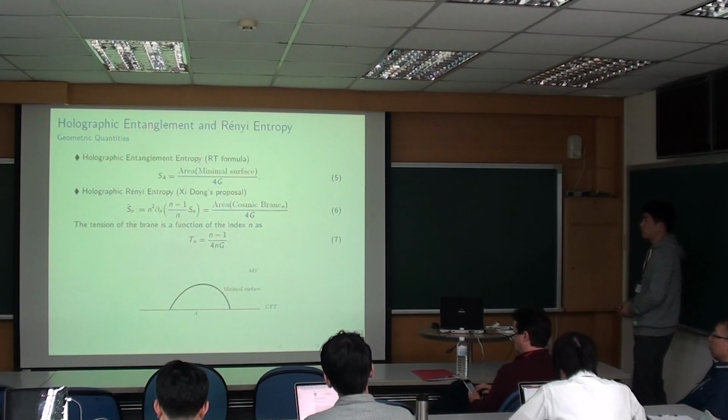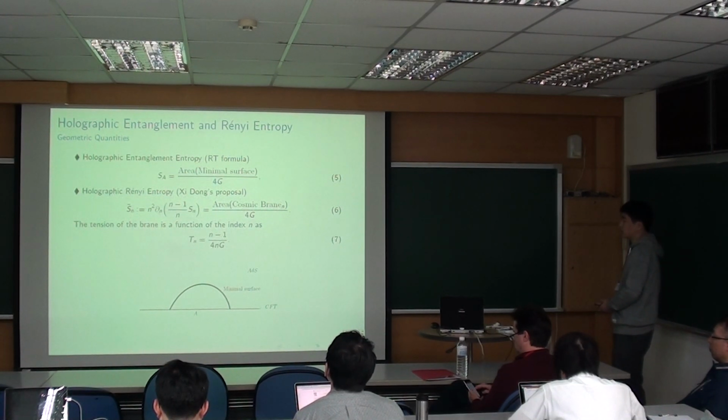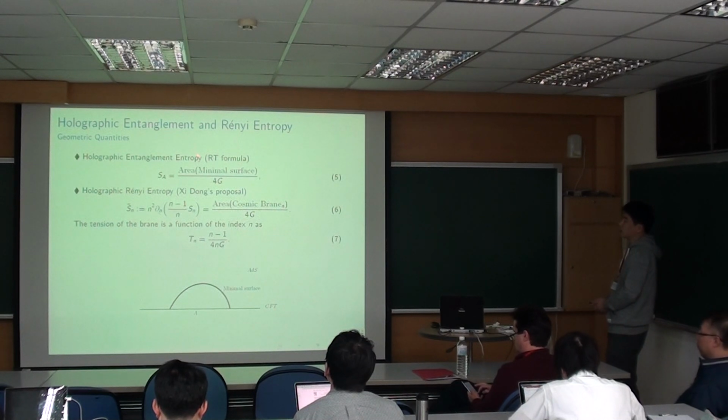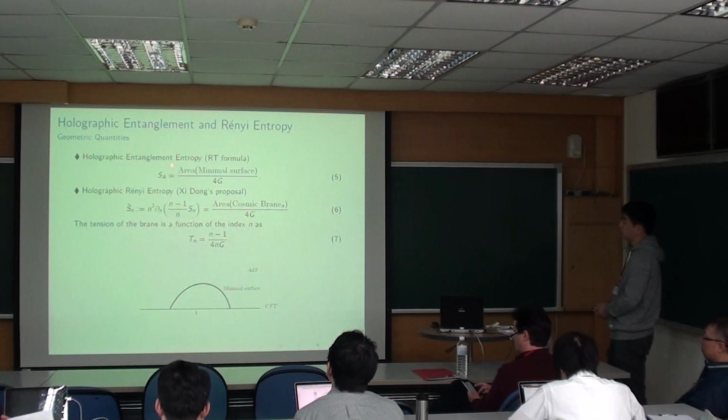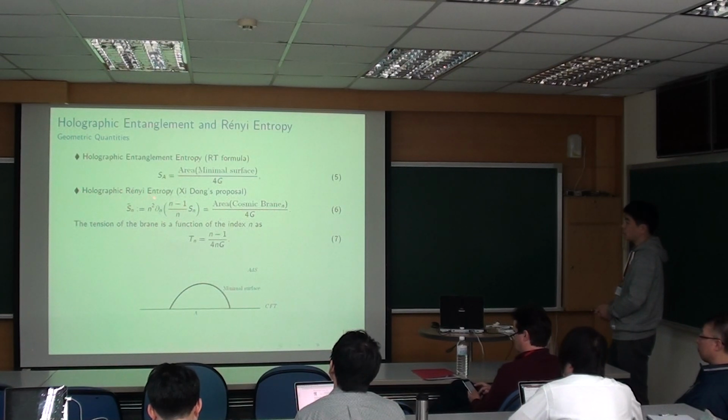There are also some ways to calculate the holographic entanglement and Rényi entropy. But the basic assumption is that the state should have some geometry. Then you can use this holographic calculation. There are some proposals for the holographic entanglement entropy, which is known as the RT formula. It can be calculated by the minimal surface in the bulk, and here G is just the Newton constant. And there is a proposal by Dong on the holographic Rényi entropy.